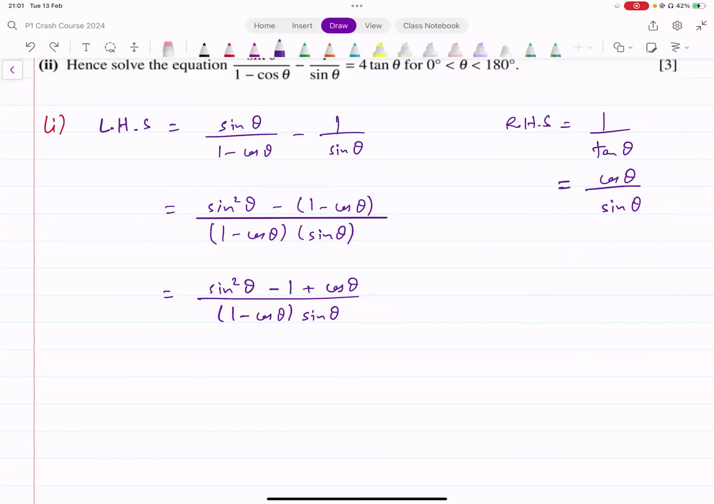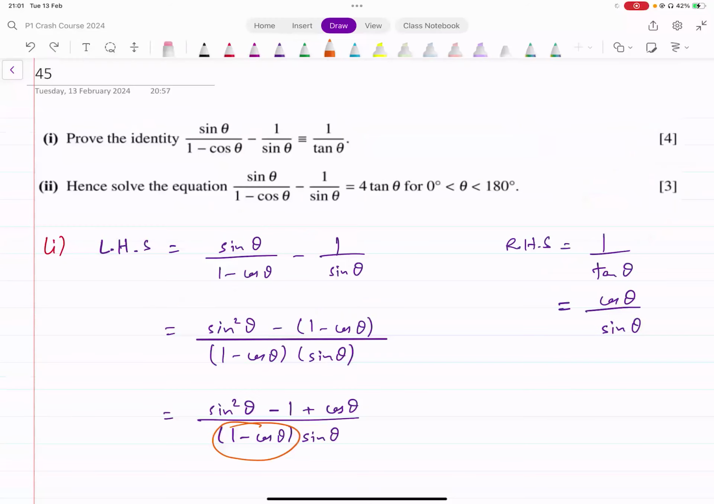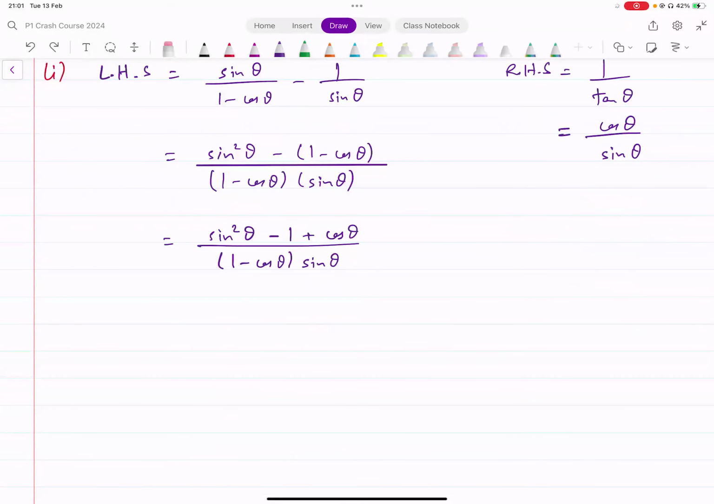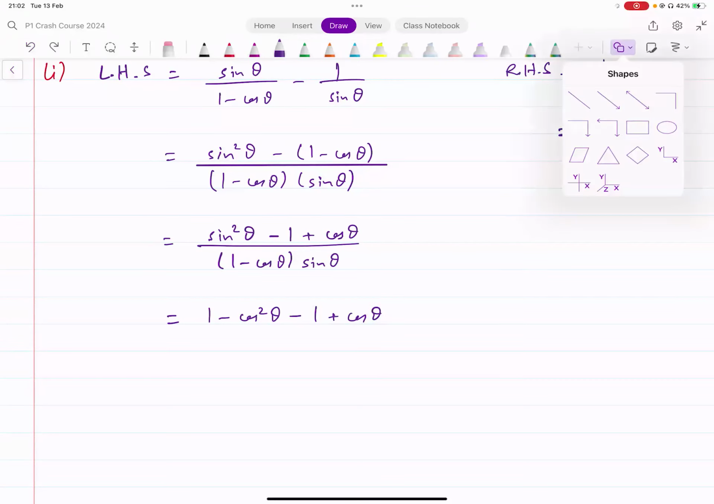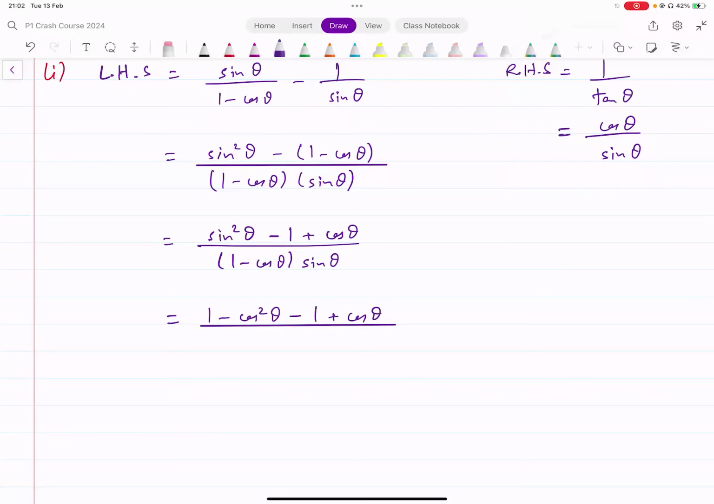Okay. So that means we want to somehow get rid of 1 minus cos theta. Now, how do we do that? For that, we need to somehow factorize the numerator. How do you factorize the numerator? You can convert sine squared to cos, first of all. So we have everything in terms of cos only, because that's what you want in the numerator as well, only cos. So let's convert everything to cos. Sine square can be written as 1 minus cos square theta. And you have minus 1 plus cos theta divided by 1 minus cos theta into sine theta.